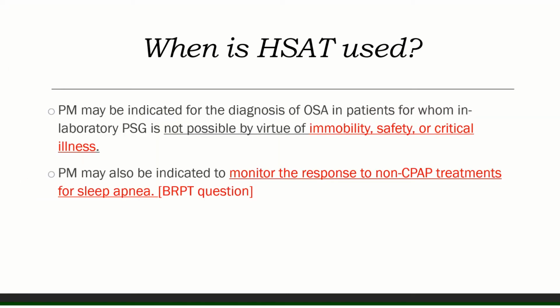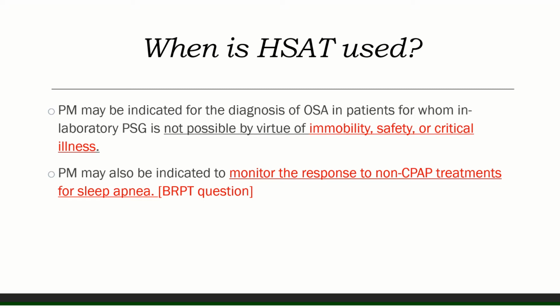All right, when is Hsat used? So when will we use it? So we would use portable monitoring for the diagnosis of OSA in patients whose in-lab PSG is not possible. It could be that the patient is immobile, they can't get around. It could be safety reasons. What if this patient would be a danger to the lab techs or even to themselves? Or it could be due to critical illness.